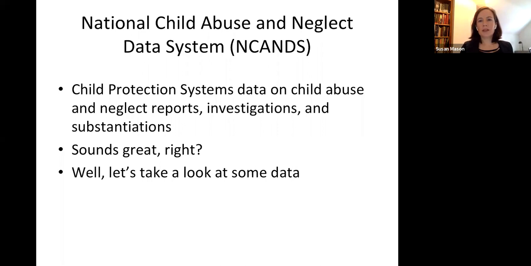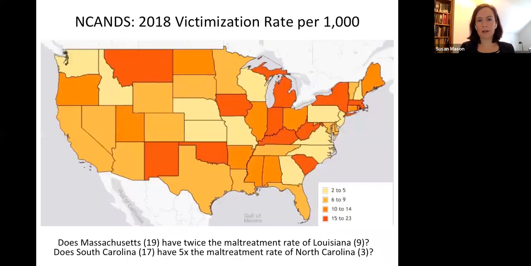The National Child Abuse and Neglect Data System is a compilation of state and local child protection systems data on child abuse and neglect reports, investigations, and substantiation. So this gets compiled at the national level. I don't know exactly what the temporal granularity is, but it is continuous and systematic. So that sounds great in theory, but I just wanted to walk you through some data and let you know why I am skeptical of these data.